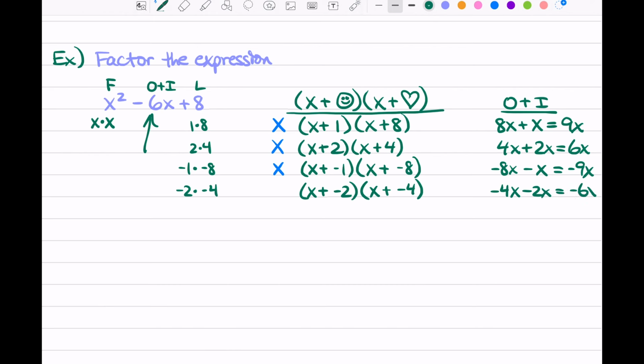That equals -6x. So we found it. We see that our option here is correct. And we can conclude that our expression x squared minus 6x plus 8 is equal to x plus -2, or just x minus 2, times x minus 4.